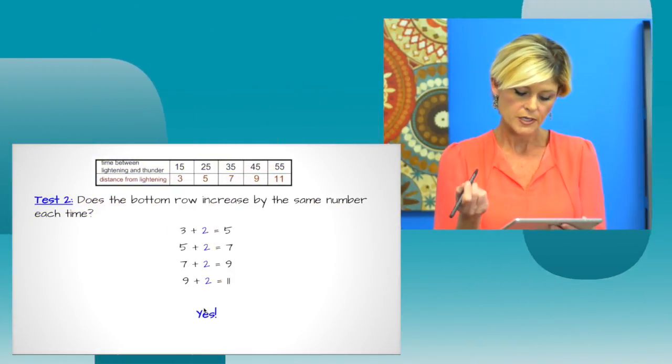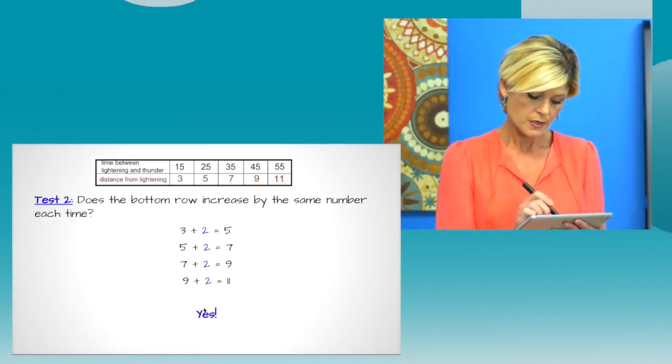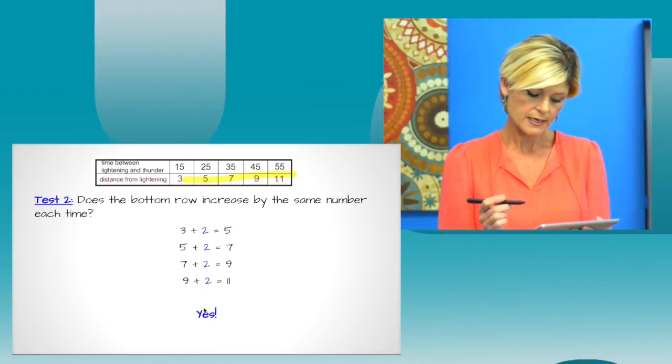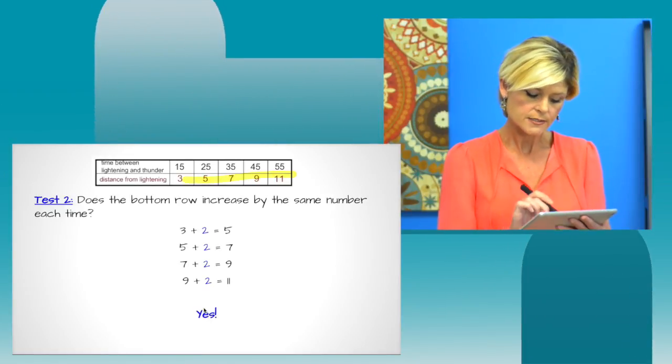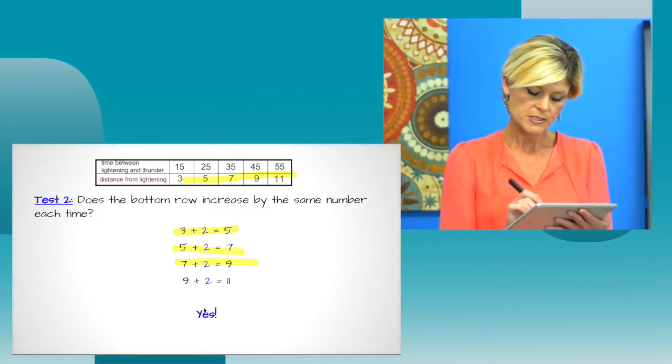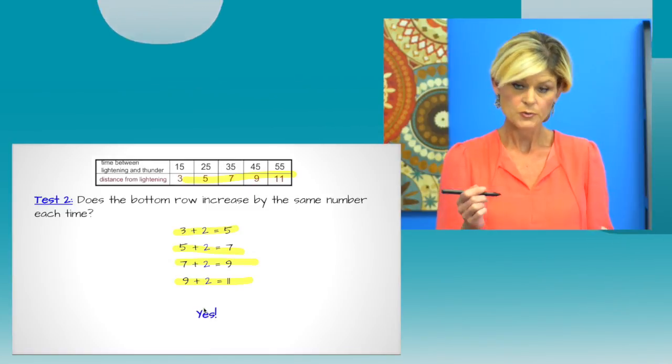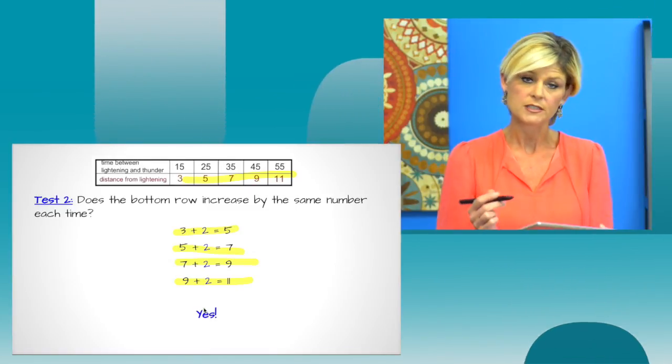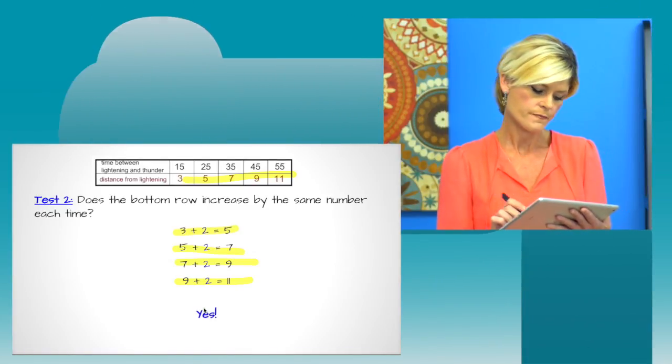All right, let's try the second test. Does the bottom row increase by the same number each time? 3, 5, 7, 9, and 11. Well, yeah, in fact, it does. Because 3 plus 2 is 5, 5 plus 2 is 7, 7 plus 2 is 9, and 9 plus 2 is 11. So yes, that does pass. This table does pass that test as well.